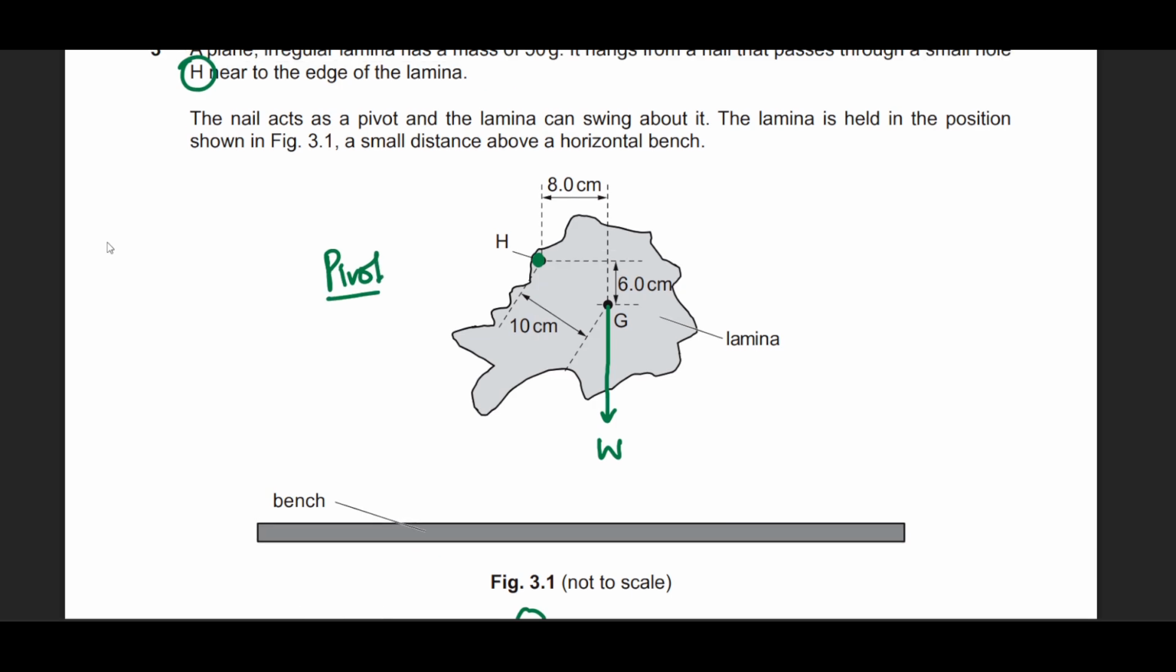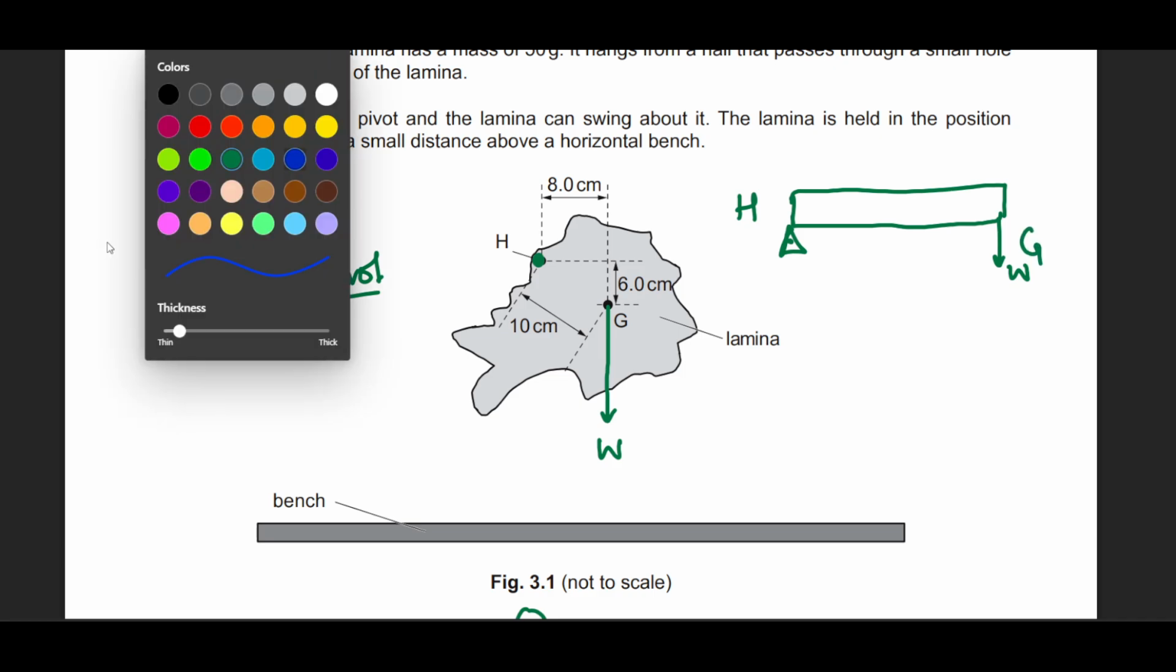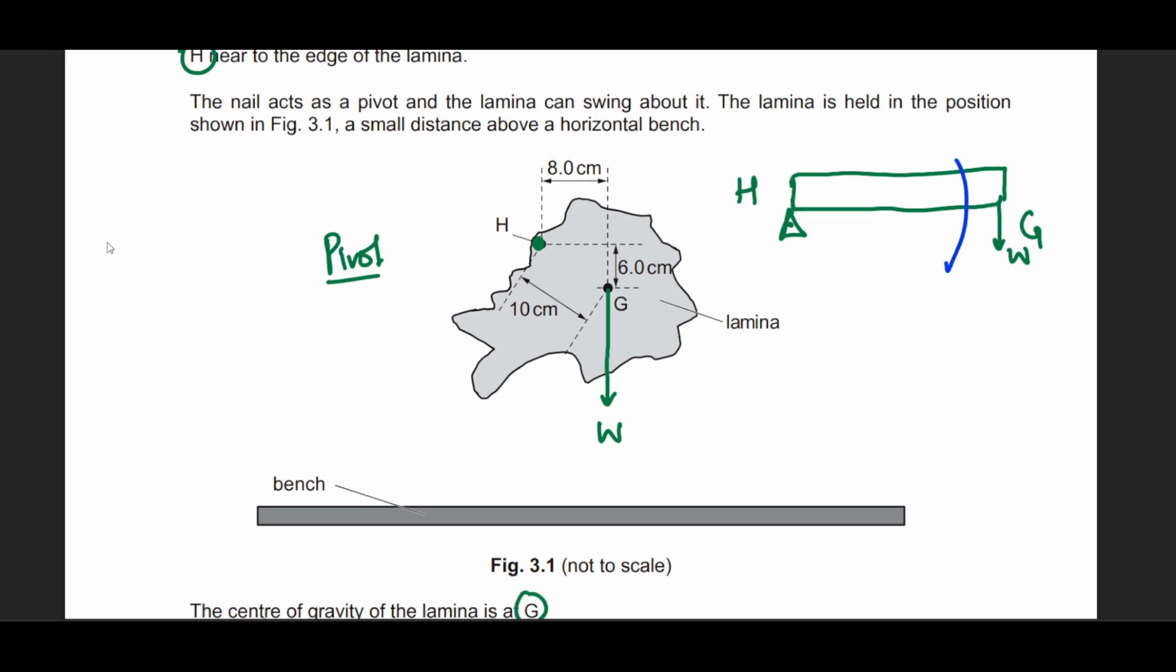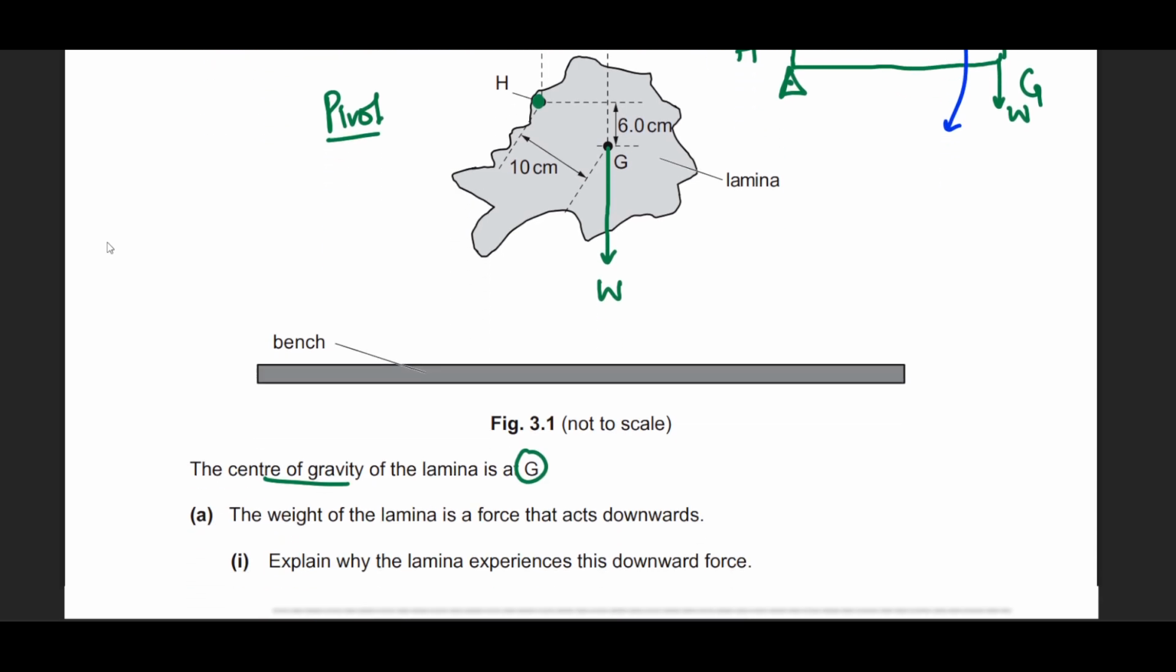If you want to look at this from a convenient perspective, from a beam balance perspective, then this is what it looks like. This is our pivot, which is at the point H, and this is our W, the weight, at the center of gravity, which is the point G. Okay, and it is going to move clockwise if left to move along.